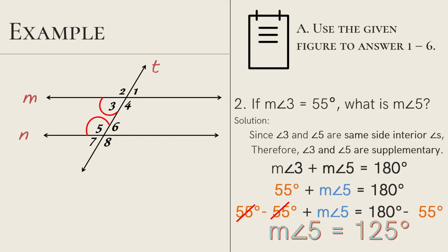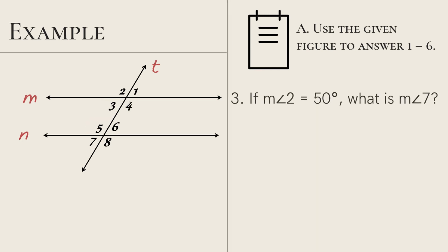To check if our answer is correct, we just have to substitute the measure of angle 5 into the equation. We have 55 plus 125 is equal to 180. So our answer is correct. Next, for question number 3, if the measure of angle 2 is equal to 50 degrees, what is the measure of angle 7? Again, let us take a look at angle 2 and angle 7. What do you think is the relationship between the angle pair 2 and angle 7?